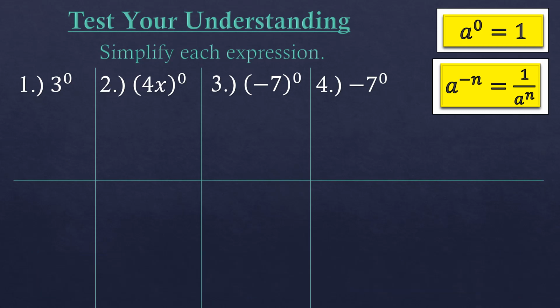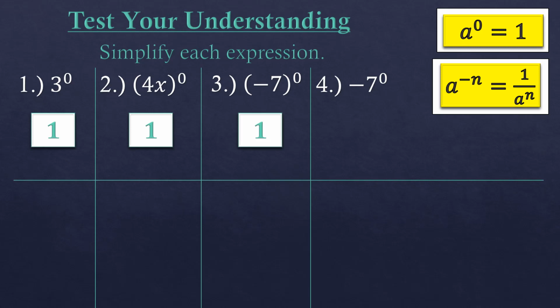Number 1, the original problem is 3 to the 0 power. That's 1. Number 2, the quantity of 4x to the 0 power is also 1. For number 3, the original problem is the quantity -7 to the 0 power. Well, anything to the 0 power is 1. What about number 4? What is -7 to the 0 power?